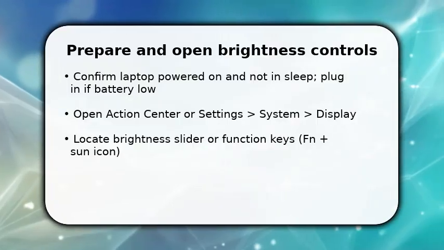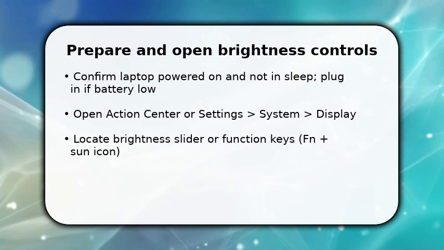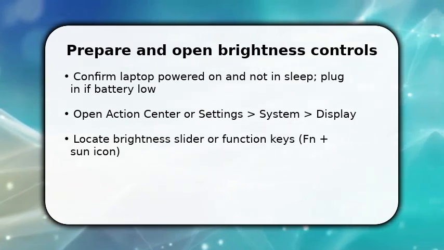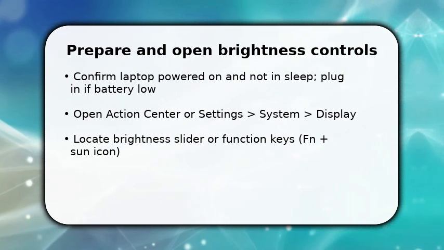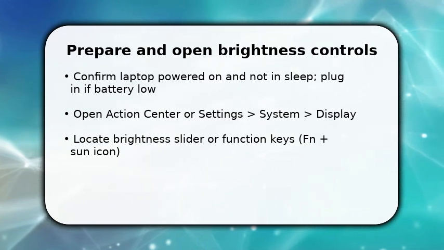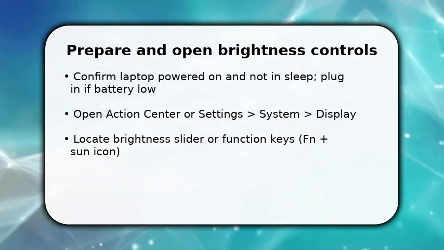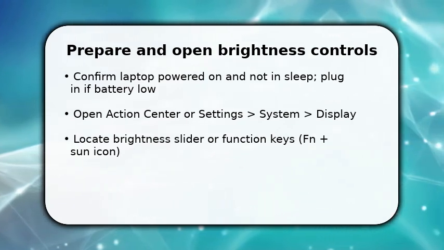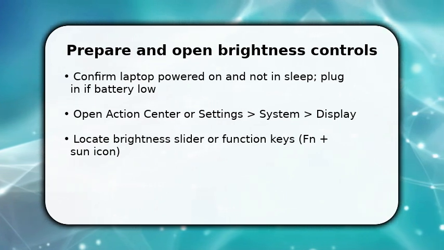You start by confirming the laptop is awake and plugged in if battery is low. Power state affects brightness limits. Next, open the Action Center or go to Settings, System, Display so you can access the main controls. If available, find the physical function keys labeled with a sun icon. Press FN plus that key to adjust directly.